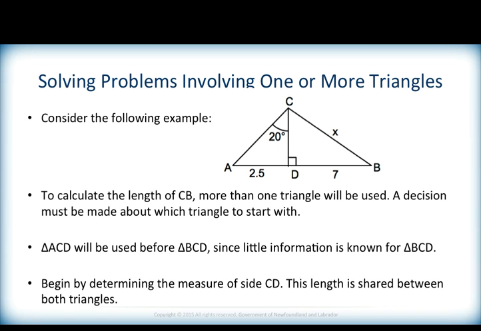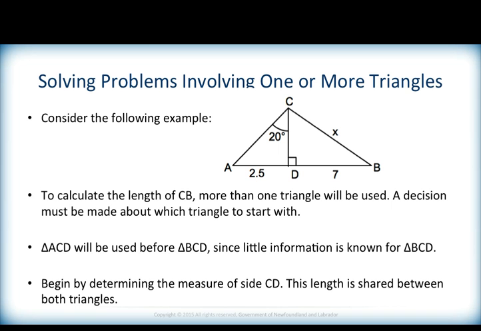A decision must be made about which triangle to start with. So if you look at triangle ACD, we know that there is an angle given there and a side, so that must be used before looking at triangle BCD, since we have more information known for ACD and very, very little known for BCD.